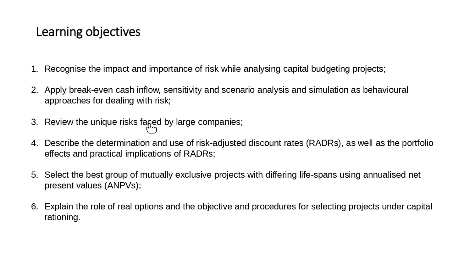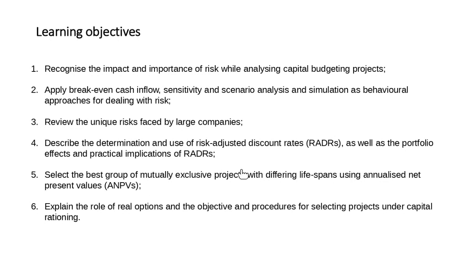Number 3, unique risks faced by large and multinational companies. Then number 4 is risk-adjusted discount rates. And then number 5, you have to be able to select the best group of mutually exclusive projects with different lifespans using annualized net present values. So there's 2 calculations in this learning objective 5.